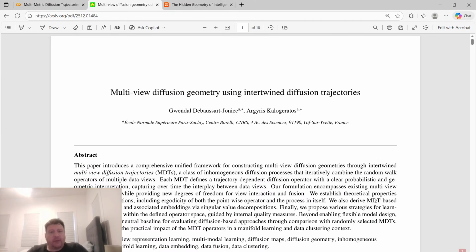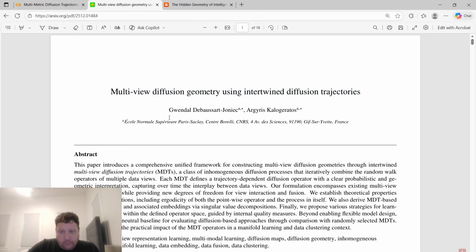Hey everybody. Today I want to talk to you about diffusion across compute and evolving geometry, which is how I want to frame that overall. I want to start the discussion with this particular research paper, which is called Multi-View Diffusion Geometry Using Intertwined Diffusion Trajectories. This paper caught my eye, of course, because of the title. And when I look into it, look at this paper.